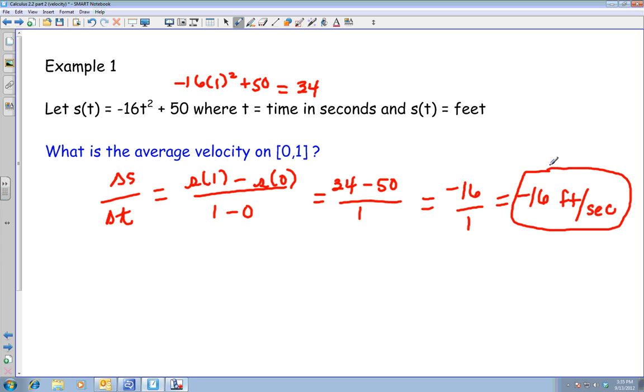Remember, velocity can be negative, positive, or 0. In this case, whatever this was, it was either moving down or to the left.